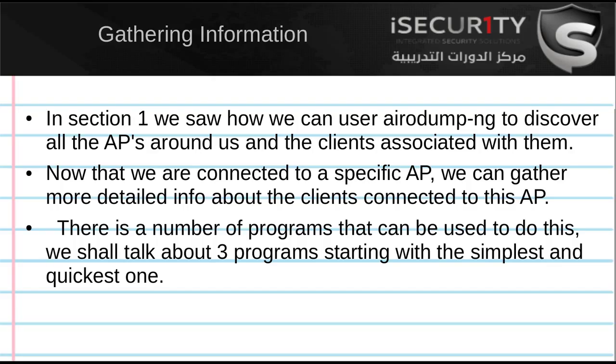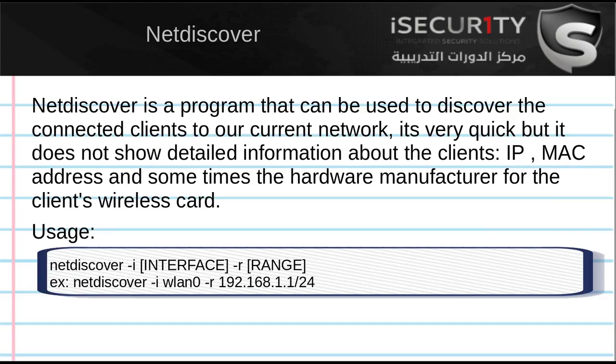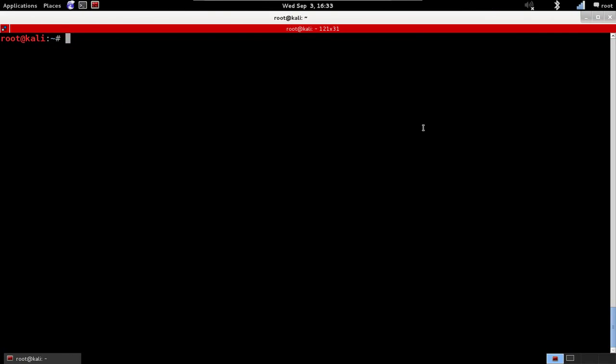We're going to talk about 3 programs. Now, there are a lot of programs that do that, but we're going to talk about 3. We're going to start with the simplest and quickest one, and that is NetDiscover. Let's see how we can use NetDiscover. As I said, it's the quickest and the simplest, but it doesn't show very detailed information about the target clients. It will only show us their IP address, their MAC address, and sometimes the hardware manufacturer.